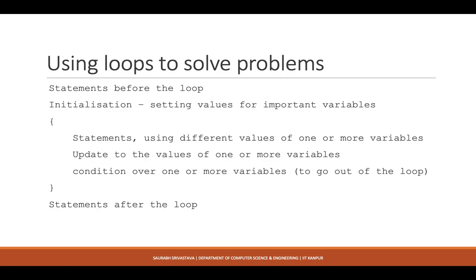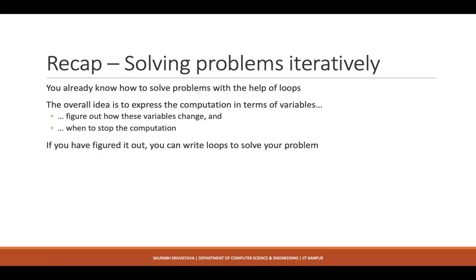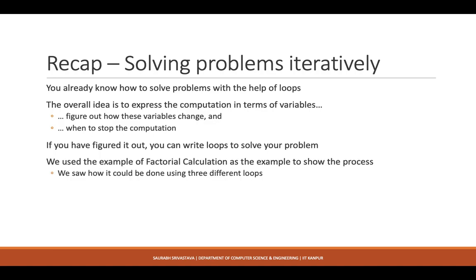We have seen this before. You initialize some variables. These are the statements which use those variables, on which the loop's body is dependent, and then you update those values by some amount, and then you check if a particular condition is true or not. This is one of the ways to visualize how a loop is written. Now, if you have figured out all these things, you can certainly write loops to solve your problem.